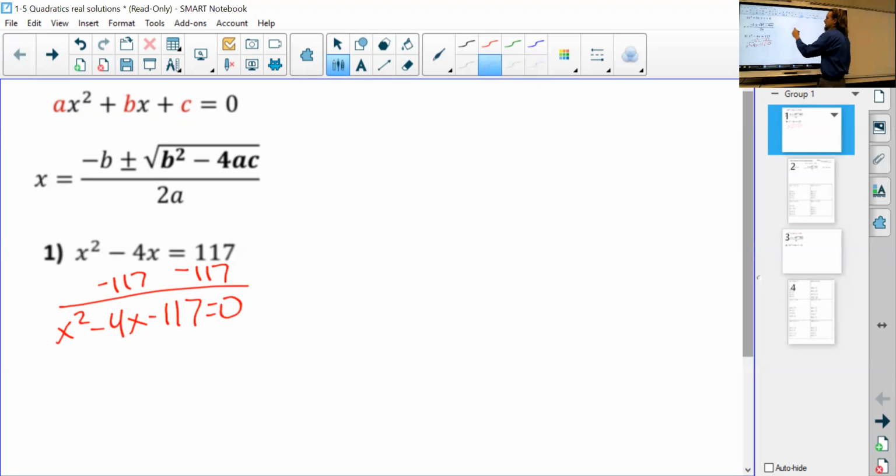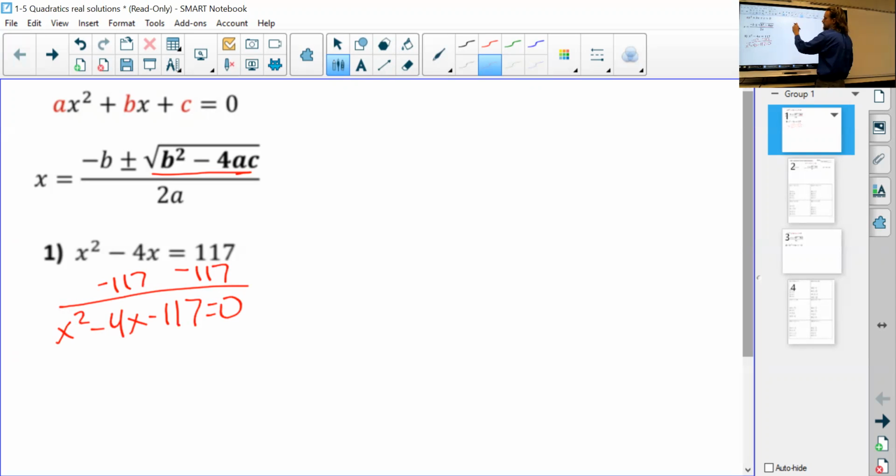And then I'm going to start again with the discriminant part, because it's the square root and order of operations says you have to do exponents first, and square roots are exponents. So I'm just going to do this part. I'm going to ignore the rest of the formula for now. I'm just going to do b squared minus 4ac.